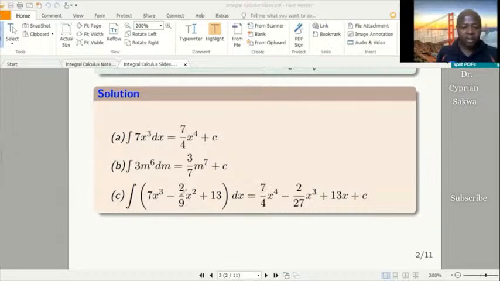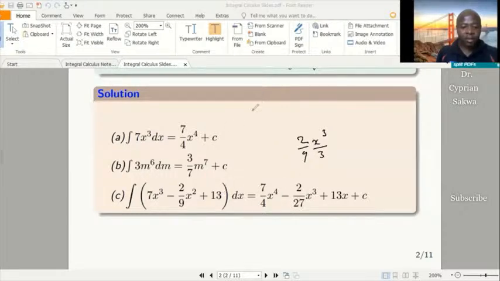And we also do this other one. Add 1 to the power, you get 3. So it will be 2 out of 9, x raised to 3, then divided by 3. And that is what you're seeing here as 2 over 27, x raised to 3, because 9 times 3 is 27.